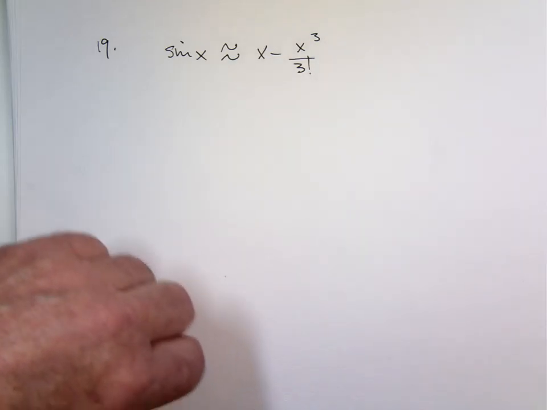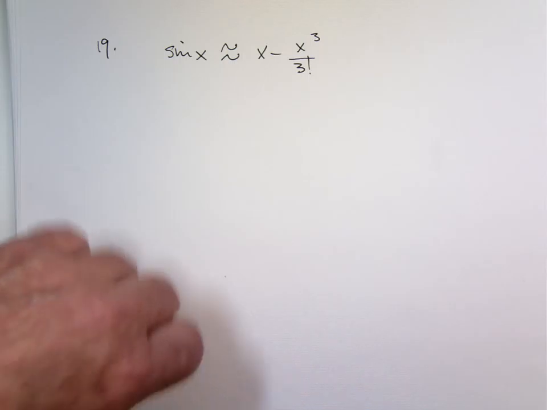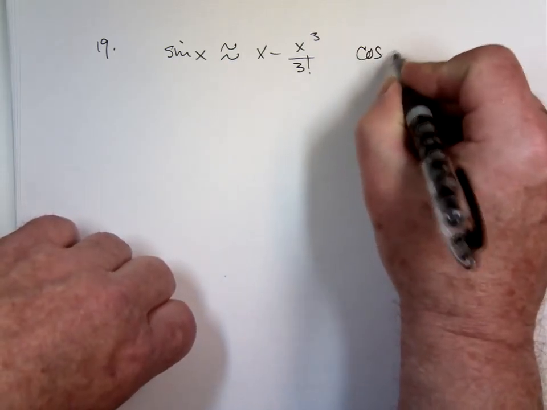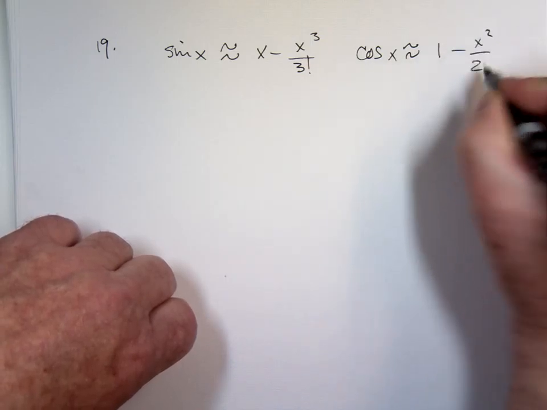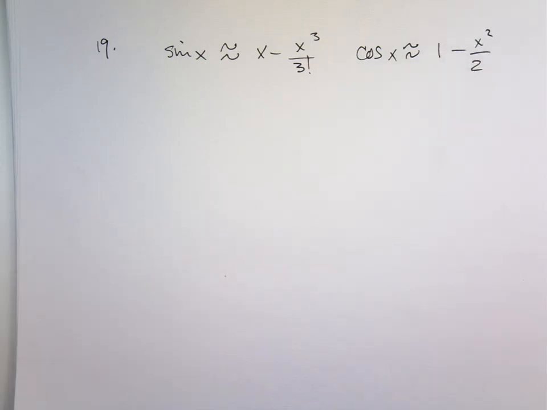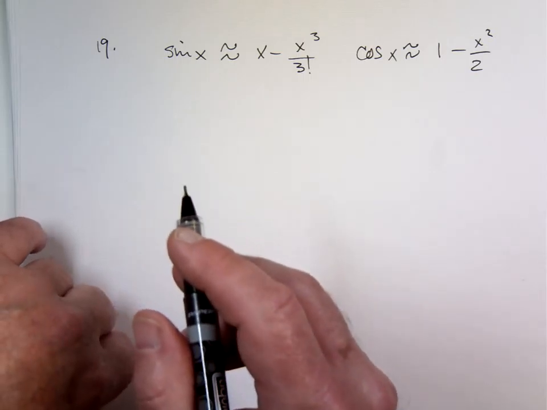If I ask you for cosine on the test, cosine being the even function it is, it's going to be 1 minus x squared over 2 factorial. That would be the first two terms. So I'm asking you for the two non-zero terms, approximate sine of 1/2.